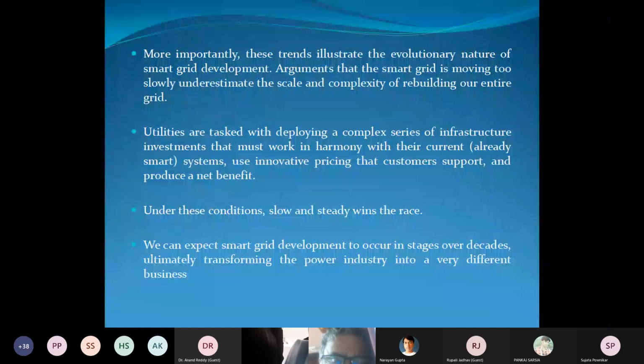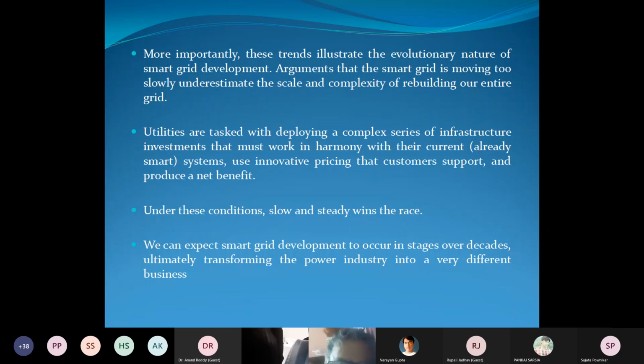Utilities are tasked with deploying a complex series of infrastructure investments that must work in harmony with their current already smart systems, use innovative pricing that customers support, and produce a net benefit. Under these conditions, slow and steady wins the race.